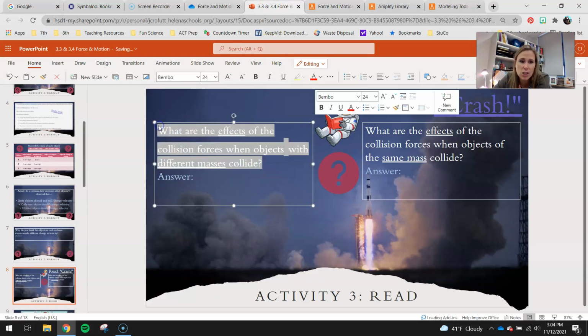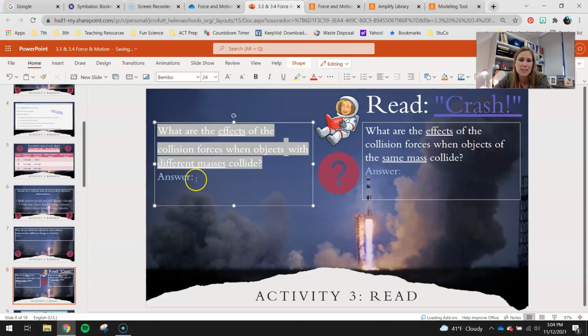What are the effects of the collision forces when objects with different masses collide? So again, you guys are looking at the effects. So what happens after the collision, okay, when different masses collide? So two objects of different size or mass, okay? And finally, what are the effects of the collision forces when objects of the same mass collide? Okay, so again, what's the aftermath of that?